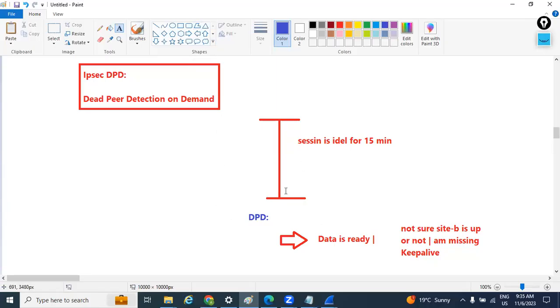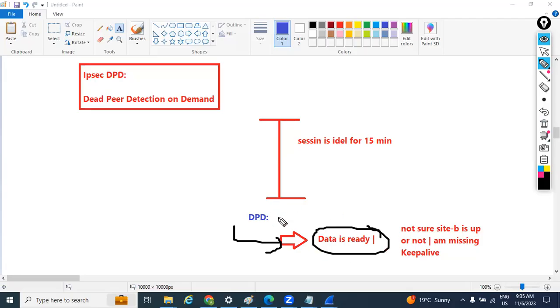This is idle for the 15 minutes, and now I just want to send the data here. But before sending the data, I'll send one specific packet, which is the keep alive only, but that is on demand. This site would reply, and when you get the reply, you would know, yes, the site is up. Only one keep alive when you need it. This is the kind of stuff.